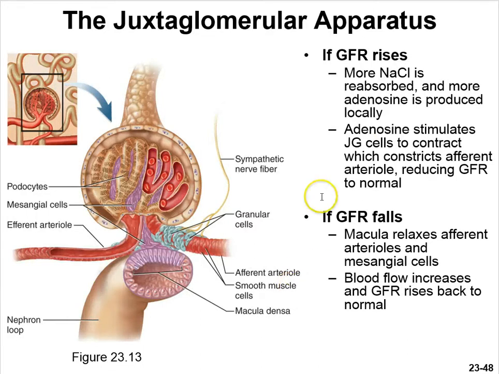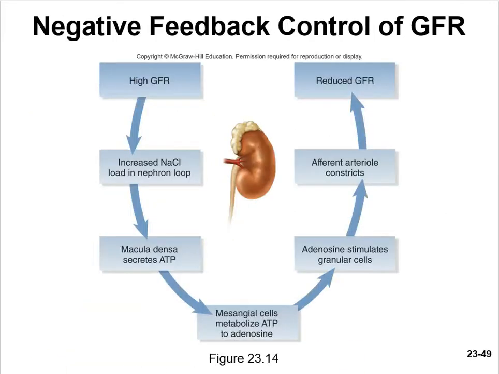If the GFR rises, more NaCl is reabsorbed, and more adenosine is produced locally. The adenosine stimulates the JG cells to contract, which constricts the afferent arteriole, which reduces GFR to normal. If GFR falls, the macula relaxes the afferent arterioles and the mesangial cells, and blood flow increases and GFR rises back to normal. Here we can follow the negative feedback control of the GFR.